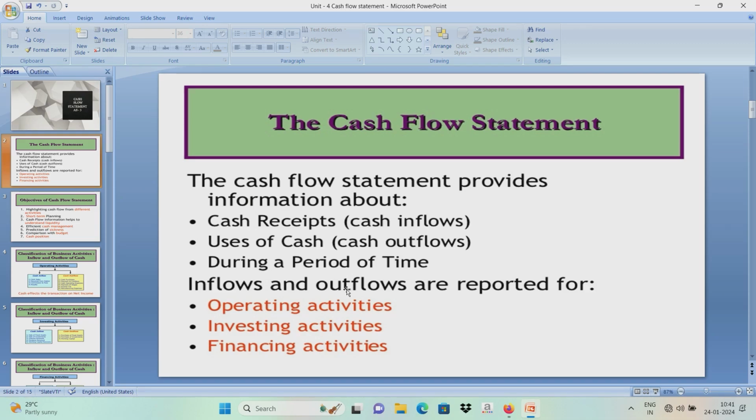During a particular period of time, we can determine what cash inflows and outflows happened in that period with the help of the cash flow statement. We can find these inflows and outflows with the help of three activities. The first one is operating activities, the second one is investing activities, and the third one is financing activities.